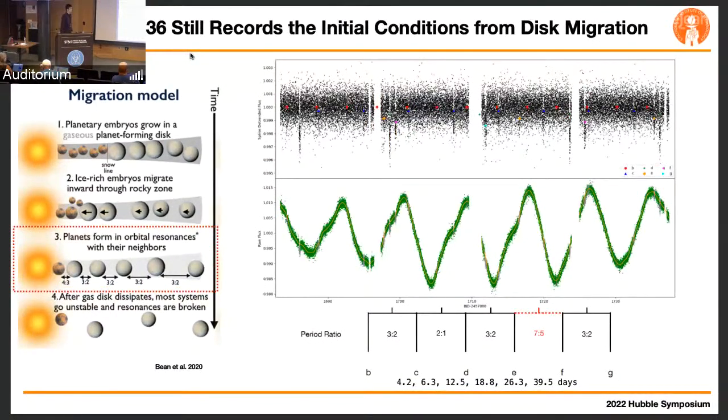That sets the stage for this new discovery I want to talk about today. QI 1136 is a young sun-like star that hosts 6 transiting planets. Hopefully by the end of the talk, I will convince you that QI 1136 still records the initial conditions from disk migration. According to the TESS light curve, we discovered 6 transiting planets with orbital periods between 4 days up to 40 days. Moreover, the planets are in a series of resonances with orbital period ratios of 3:2, 2:1, 3:2, 7:5, then back to 3:2.